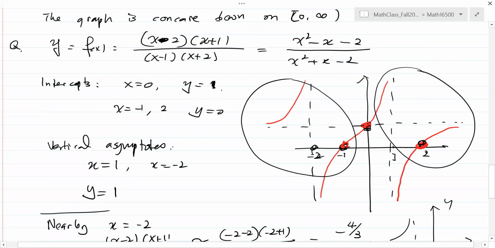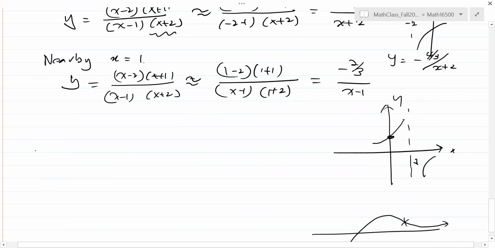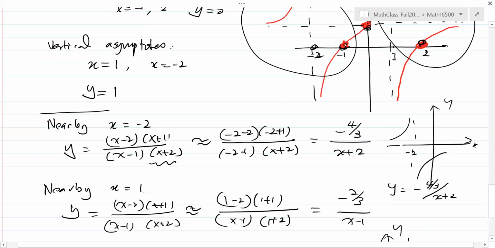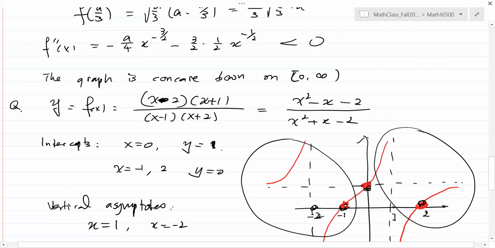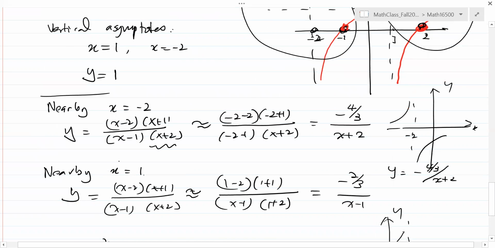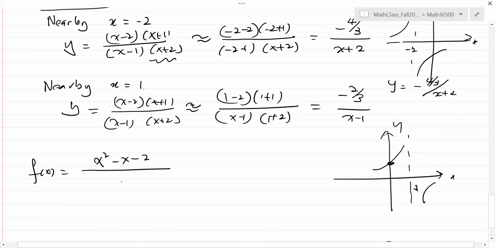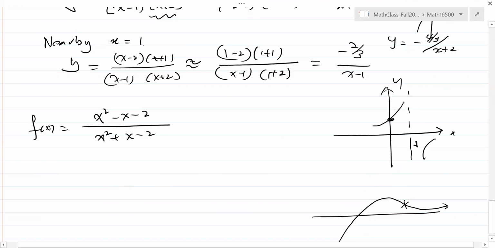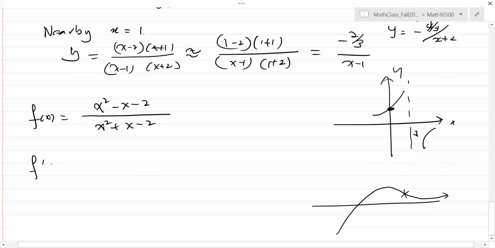So using the information we have, we have already almost sketched the graph. So x squared, let me copy the function: minus x minus 2, plus x minus 2, minus x minus 2, plus x minus 2. Okay, I'm going to find the first derivative.